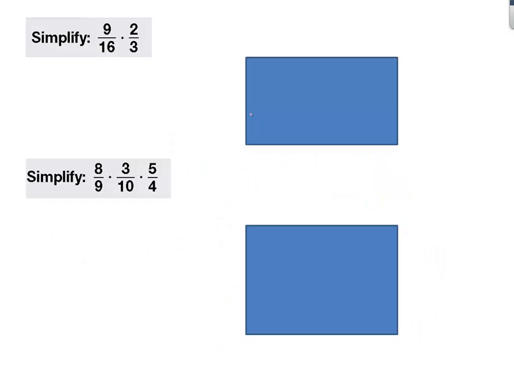So simplify 9/16 times 2/3, use canceling, and let's simplify 8/9 over 3/10 and 5/4 using canceling. So go ahead and stop the video, do it, and let's see if you got it right.